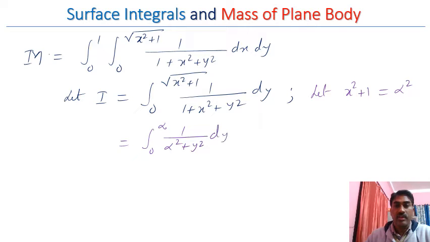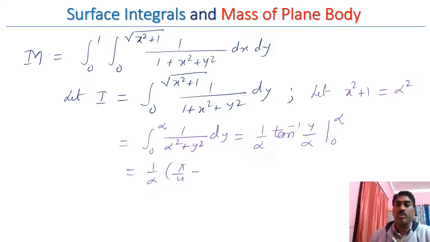So this dy is a simple integral, so this will be 1 by alpha tan inverse y by alpha, and limits vary from 0 to alpha. When you put y is equal to alpha, tan inverse 1 is pi by 4, and when you put y is equal to 0, this is 0. So we obtained pi by 4, 1 by alpha, and alpha is square root of x square plus 1.